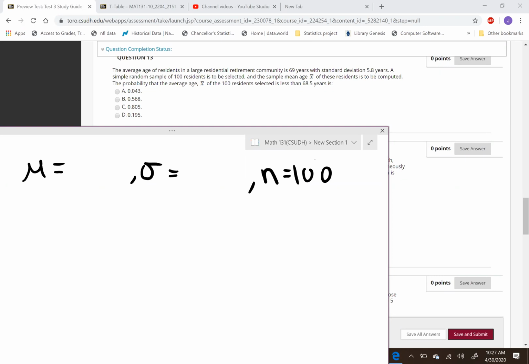What about my mu? What was my mu given to be? Is it 5.8? Are you sure about that one? That's actually your standard deviation. Oh, 69. Yeah, 69. And then we want to find the probability that X bar is less than 68.5. All right. Everybody good so far with those values? If you look at it, I'm given mu and I'm given sigma. So that should be telling you that you want to do a normal distribution.